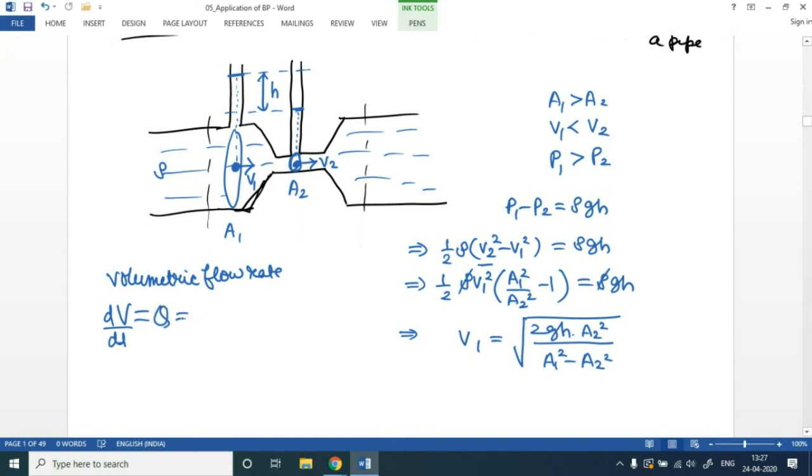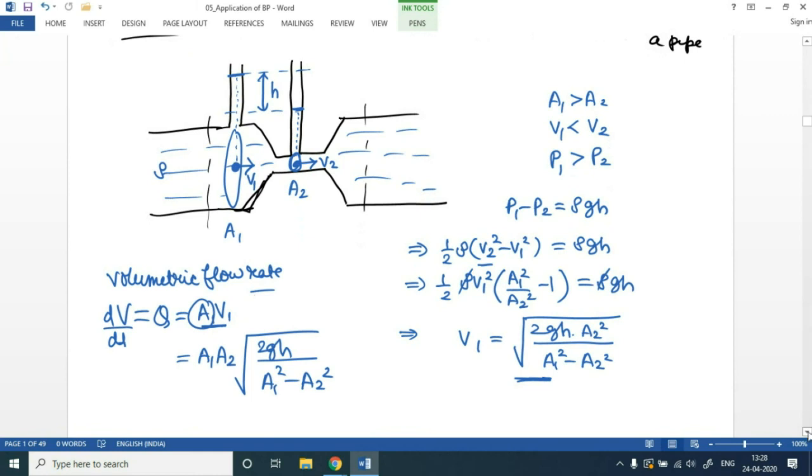So the volumetric flow rate is simply, using the principle of continuity, which we have already defined when we were discussing it, going to be A1 V1. So this A1 multiplied with the term which we have already got is going to give you A1 A2 into root under 2gh upon A1 square minus A2 square. So this is one arrangement.